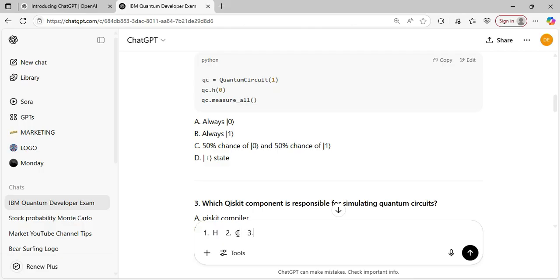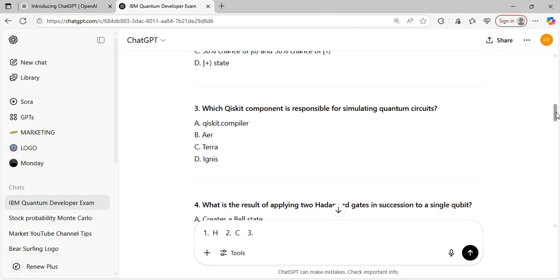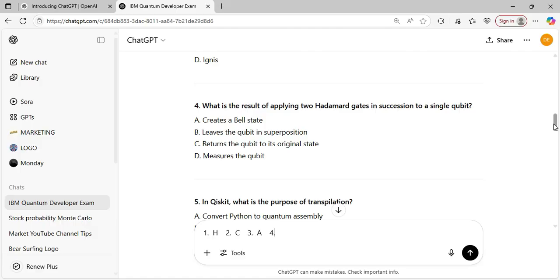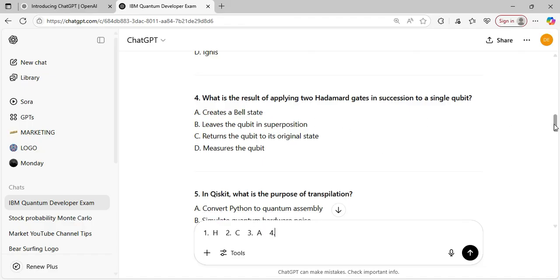Number 3: which Qiskit component is responsible for simulating quantum circuits? I'm going to say A. Number 4: what is the result of applying 2 Hadamard gates in succession to a single qubit? Creates a Bell state, leaves the qubit in superposition, returns the qubit to its original state, or measures the qubit. I'm going to say C.